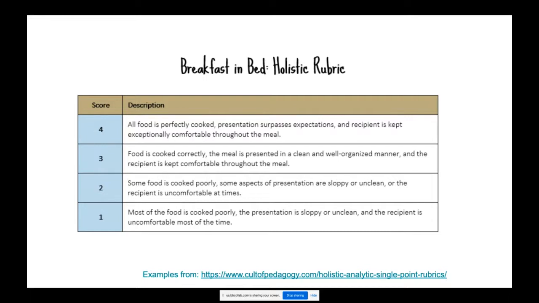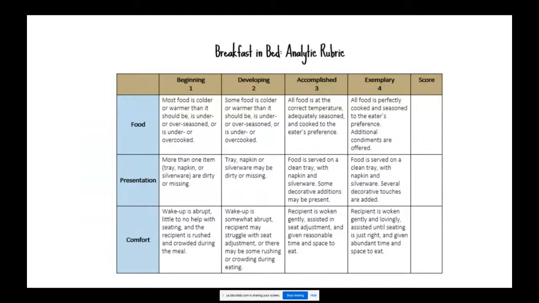The presentation surpasses the expectations. If the person who's preparing your breakfast in bed just botched it the last time. Exceptionally comfortable, is that variable between individuals? Could you use this rubric for your partner versus your child that's preparing your food, for example? An analytic rubric looks a little bit more like the Jeopardy board. Here you have your evaluative criteria. So what are the pieces, the expectation or the categorical assessments of food, presentation and comfort, with beginning, developing, and, Corey, you just mentioned this, getting to that superior status.